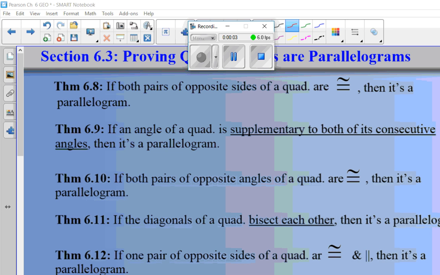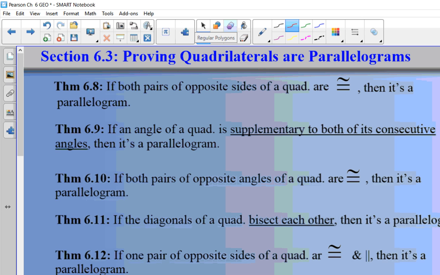Okay, great. This is chapter 6, section 3. A lot of definitions here for quadrilaterals and parallelograms. So let's go ahead and get these theorems written down. Remember, you don't have to do the numbers.